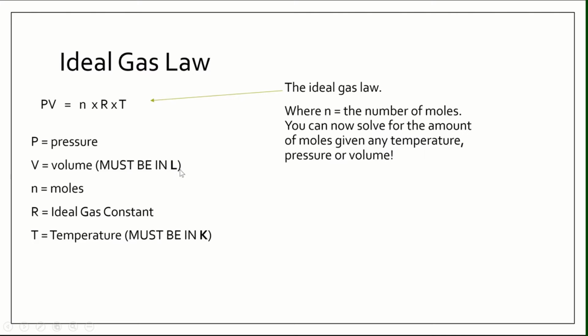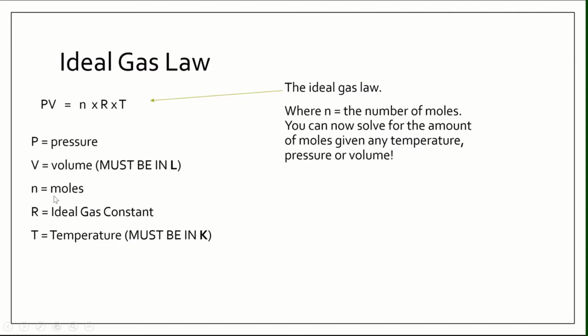Whenever you're using the ideal gas law, PV equals nRT, you have to convert to liters. So watch out for that. The other gas laws, you could leave them in milliliters, that was fine. But when you're using PV equals nRT, you must convert to liters.